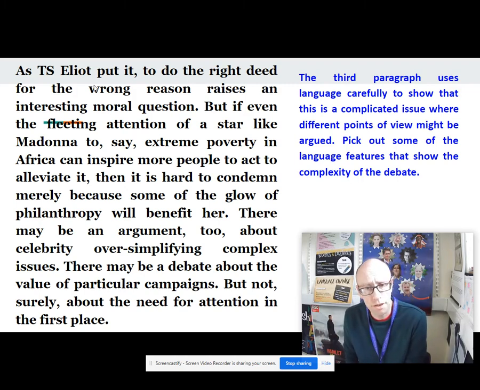And it's acknowledging that there may be arguments against these sorts of people, that they may be actually oversimplifying complex issues, and indeed there may be debates about the worth of these particular campaigns. But again, it's your last sentence, which is kind of shepherding the reader to think and feel in a certain kind of way. And it does it through that adverbial surely, as well as the contrastive connective but, which begins the last sentence.